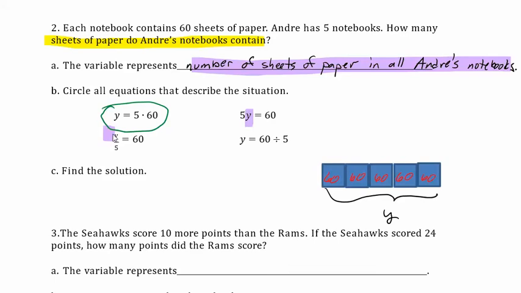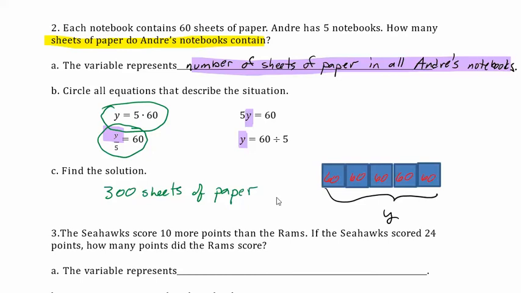How about this one? The total number of sheets divided by 5 equals 60. That's going to work, right? The total number of sheets divided by 5 notebooks is going to give you how much paper is in 1 notebook. How about this last one? The total sheets of paper is 60 sheets divided by 5. That's not going to work, right? The total sheets is more than that. So what's the solution? Well, you've probably got that part figured out by now, which is 300. 300 sheets of paper. And make sure to label your answer.